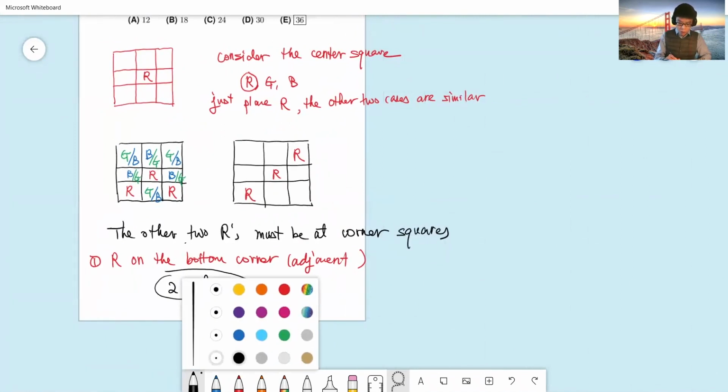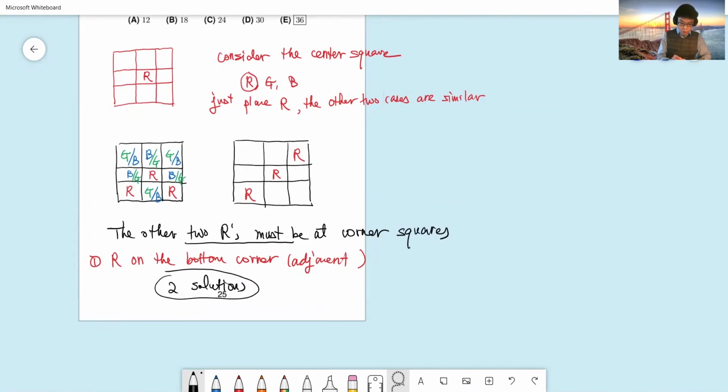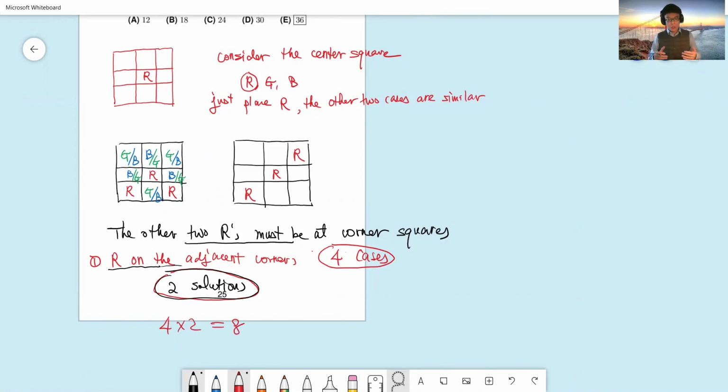So here, the other 2 R's, in the first case, R is on the adjacent corners. So there are 4 cases. For each case, we have 2 solutions here. So totally we have 8 cases, which is 4 times 2. So this is the case that the other 2 R's are adjacent.